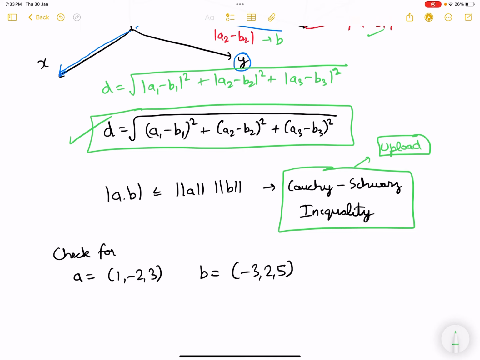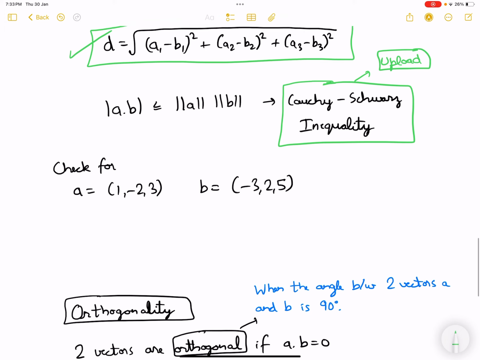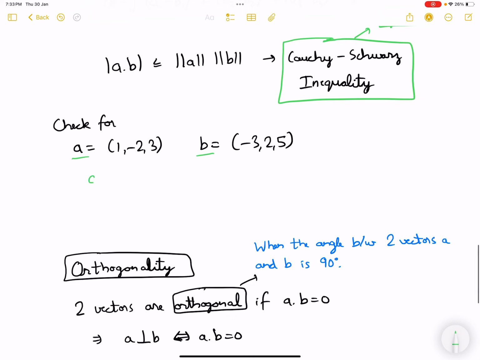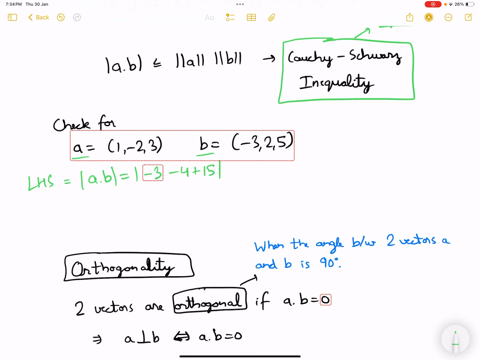Okay. Now checking the Cauchy-Schwarz inequality when a equals this and b equals this. So a dot b would be 1 into minus 3 plus minus 2 into 2, minus 4, plus 3 into 5, which is 15, and mod of this. This is the left hand side. So this comes out to be minus 7 plus 15, 8.